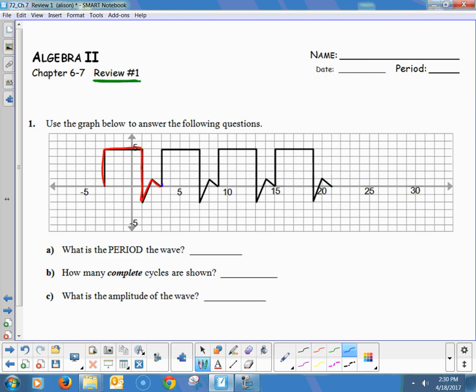Periodic means it repeats periodically, and notice that I have 1, 2, 3, 4 complete waves up here, or 4 complete repetitions. When it asks for the period of the wave, that means how long one cycle takes. If I start at this dot and finish at this dot, it takes me 1, 2, 3, 4, 5, 6, and you could check to make sure that all of these are 6. Sure enough, the period of the wave is 6 units.